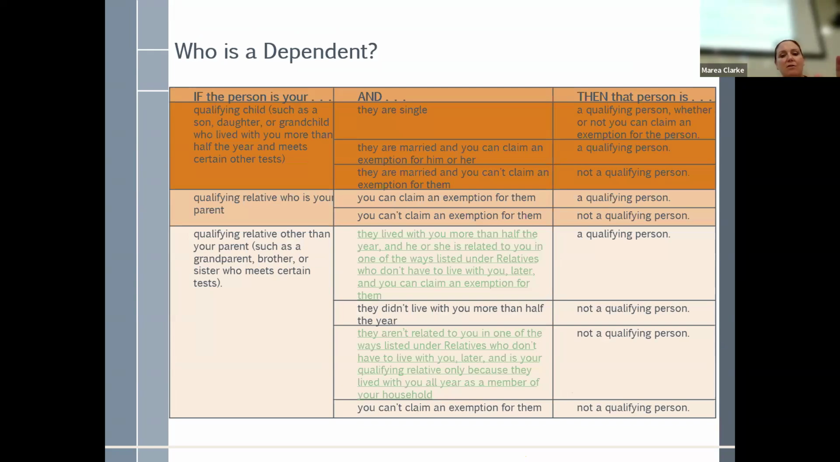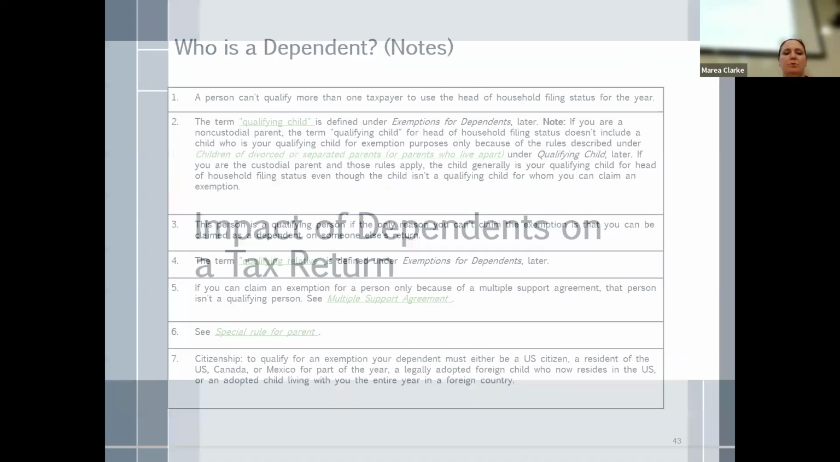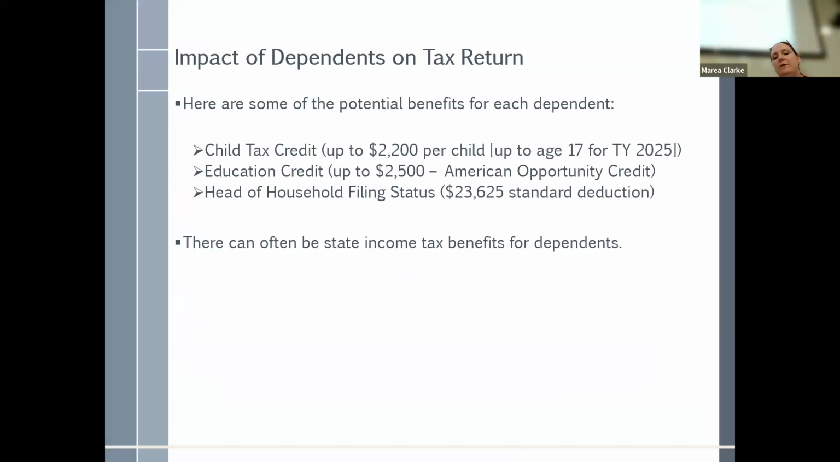Here's another version of how that works. Some more notes on that. Let's talk about the impact. So dependents really are, the benefit there is additional tax credits.